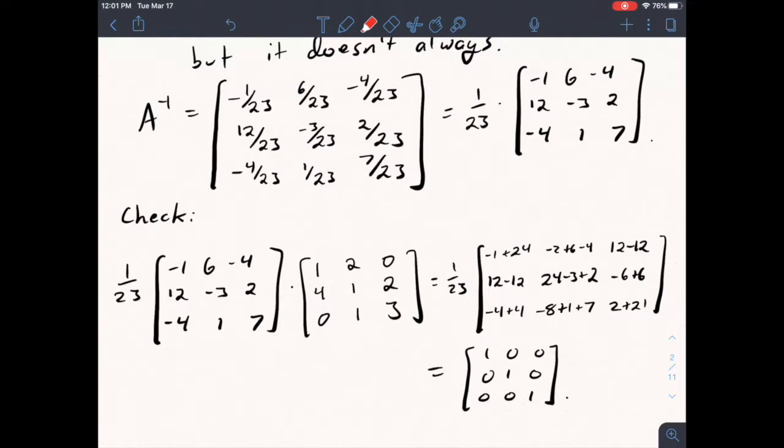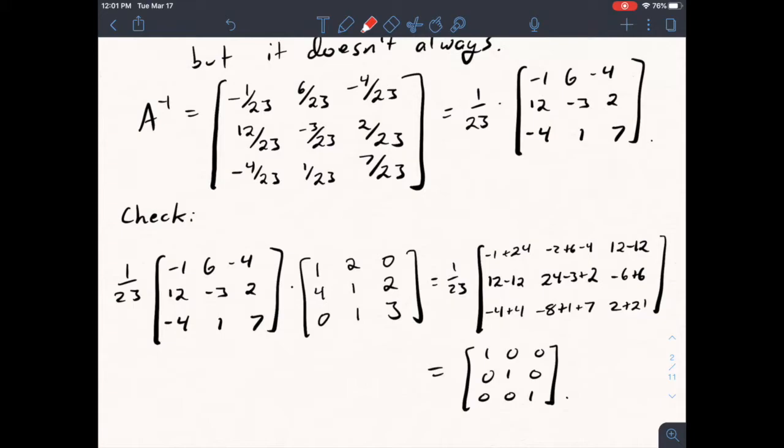Well, all right, first row times first column, I should get -1 times 1 plus 6 times 4 plus -4 times 0. That should give me -1 plus 24, and that is equal to 23. And over here, you see I had simplified this to just be a 1 because I still have this 1 over 23 pulled out on the outside. So this entry in our resulting matrix will just be equal to 1 because I factored that 1 over 23 out in the beginning. Great.